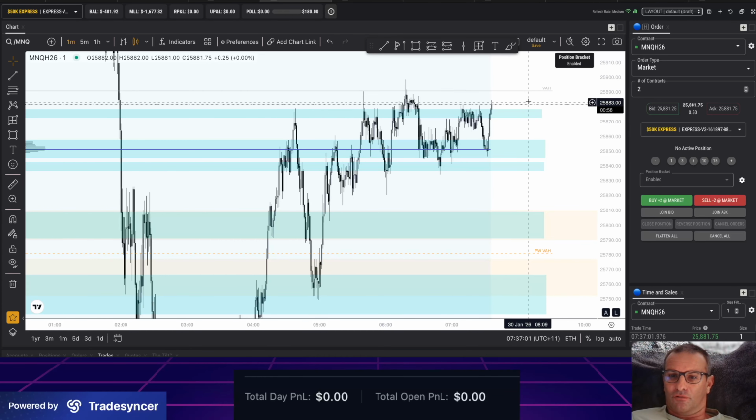A lot of red orders sitting up above here. Very heavy and not much below. So let's see if this is going to cause a bit of a sell-off here. Probably wanting to get that value area high though.